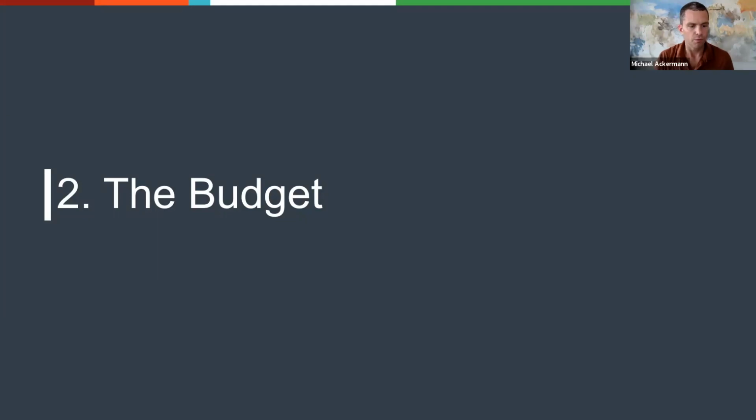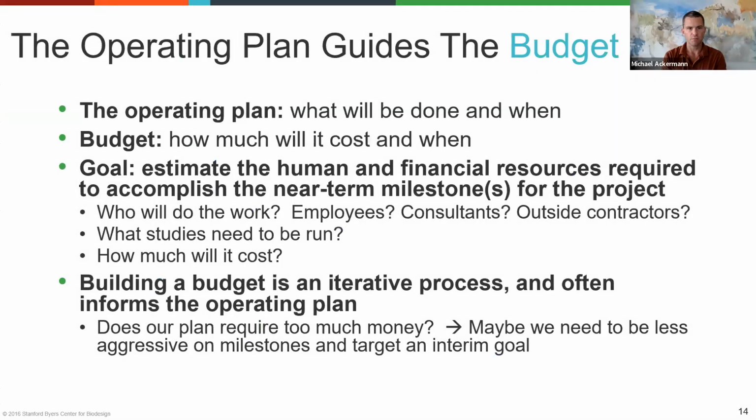All right, so once you have the plan, actually it can be really straightforward to build a budget. The operating plan says what will be done and when, and the budget is basically how much it's going to cost. And so if you've done a good job of laying out the plan, it becomes a bit perfunctory in terms of how you can start to lay out the budget. So you really want to estimate the human first and financial resources required to accomplish these milestones.